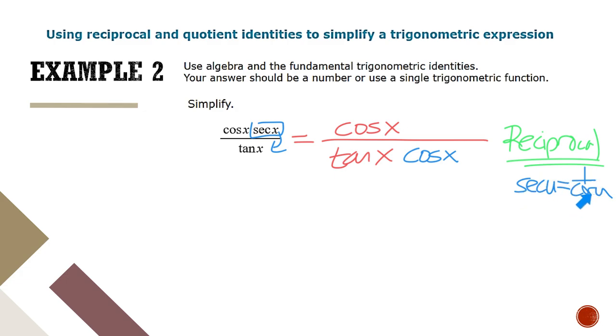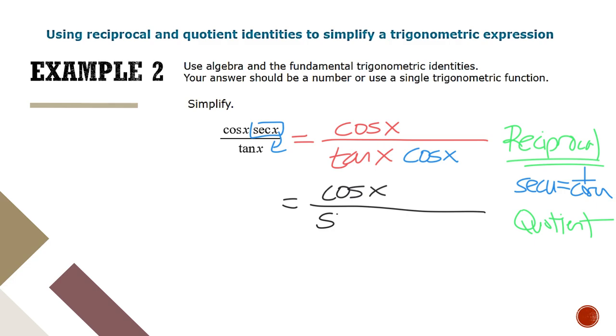So it's like, hey, I'm just moving this to the bottom. Now, what's really nice about that, we could obviously reduce those, but let's first use a quotient identity. By the way, there are numerous ways to solve these. So this is cosine of x, and using the quotient identity, we can rewrite tangent as your sine of x over your cosine of x. And then you still have this cosine of x right here.